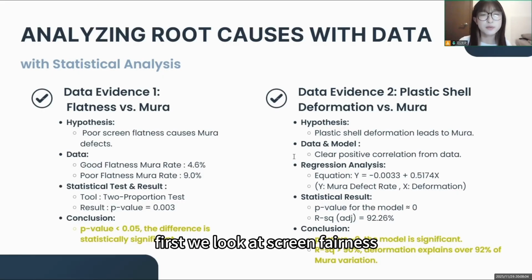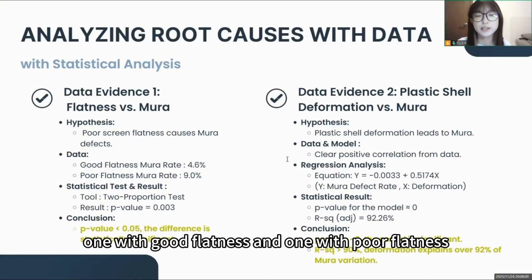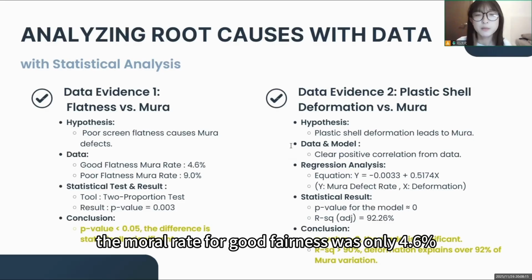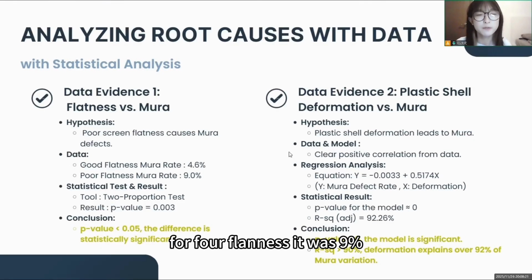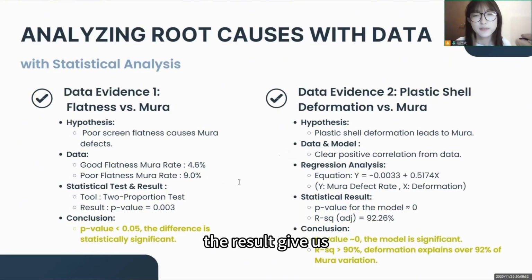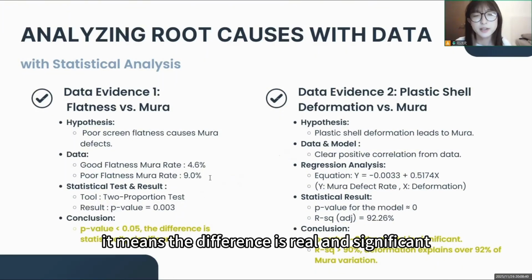First, we look at screen flatness. We took 2 groups of samples, one with good flatness and one with poor flatness. The data showed a big difference. The mirror rate for good flatness was only 4.6%, but for poor flatness, it was 9%. We ran a statistical test called a two-proportion test. The result gave us a p-value which is less than 0.05. It means the difference is real and significant.